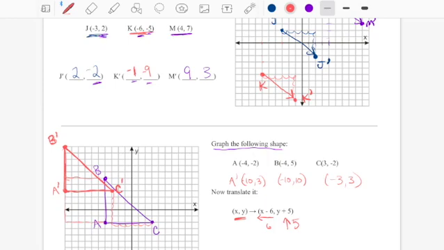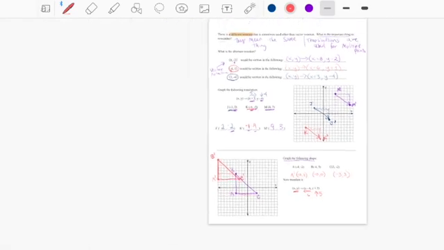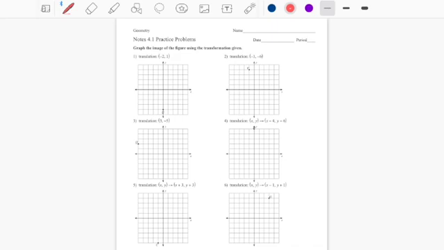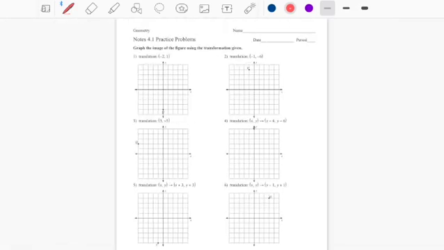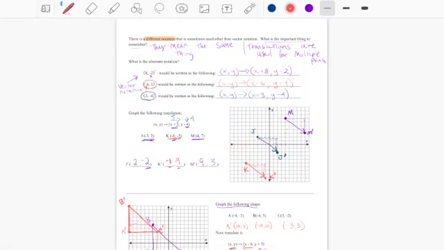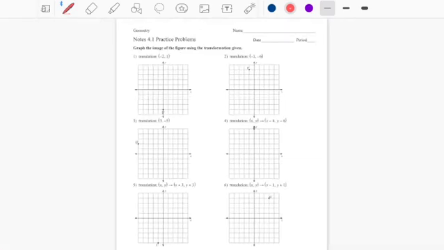So what I would like you to do is work on these practice problems. Do all of these 1 through 12 as best you can. You can draw this on graph paper. You could print this out maybe at the library or at home, and then take a picture of your completed work and email that to me if you can't turn it in person. Okay, good luck, and don't hesitate to reach out to me if you need help.